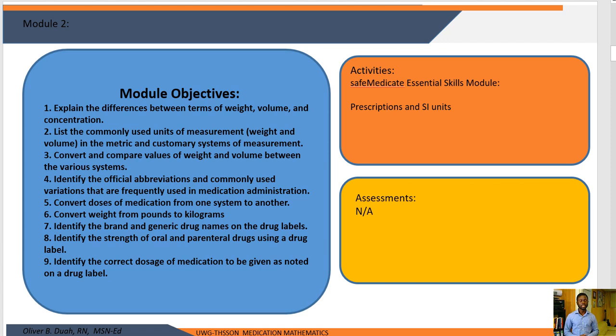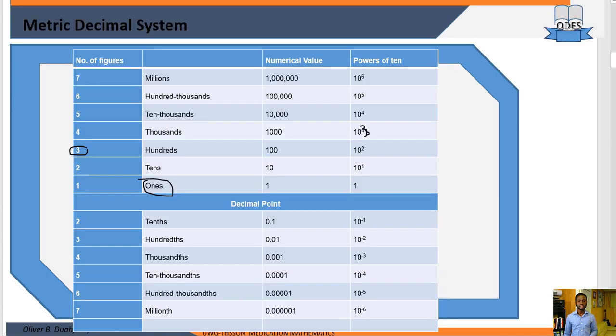Before you proceed, I would like you to familiarize yourself with the module objectives. These are going to be the objectives based on which you will be tested. For the activities for this module, you will have to complete the Safe Medicate Essential Skills module, labeled prescriptions and SI units. And then there will be no assessment associated with this module. So let's begin our discussion.